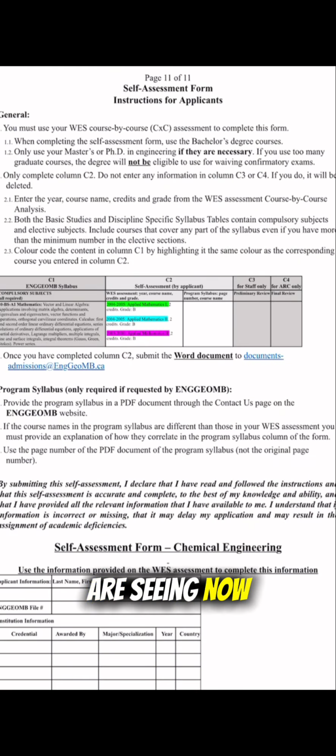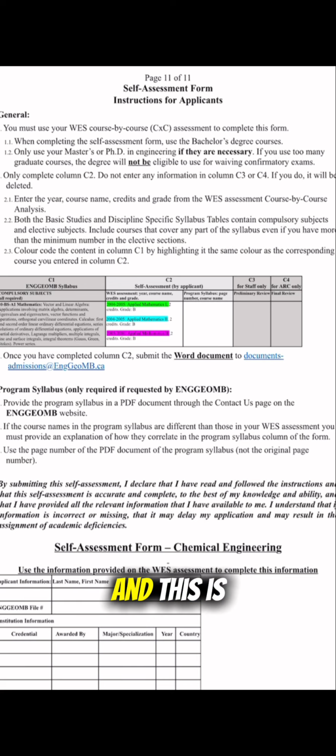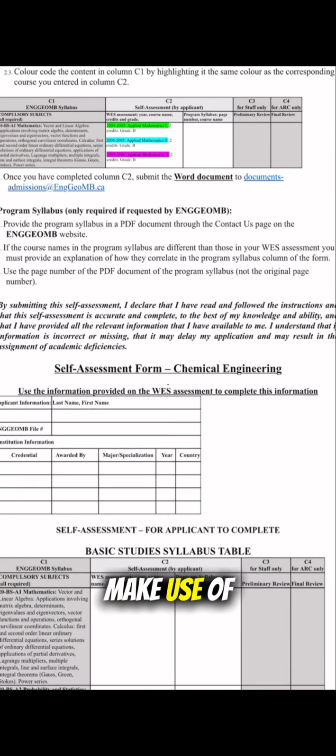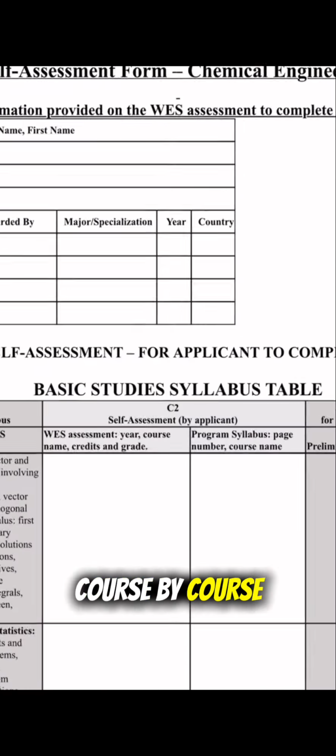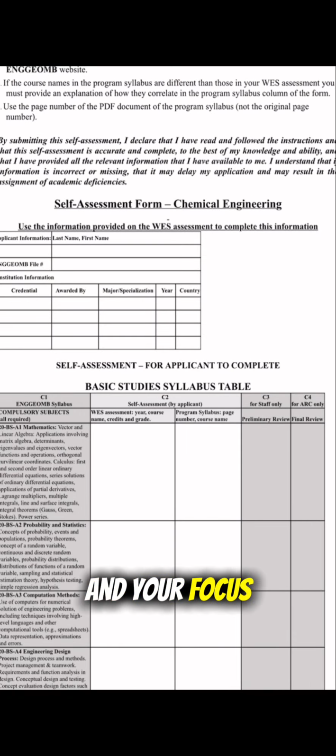So what we are seeing now is the chemical engineering self-assessment checklist. And this is the same thing with other degrees. So the guidelines are already written out for you. And the first thing you will notice here is that you have to make use of your WES course by course evaluation to fill this up. And your focus is just column C2.